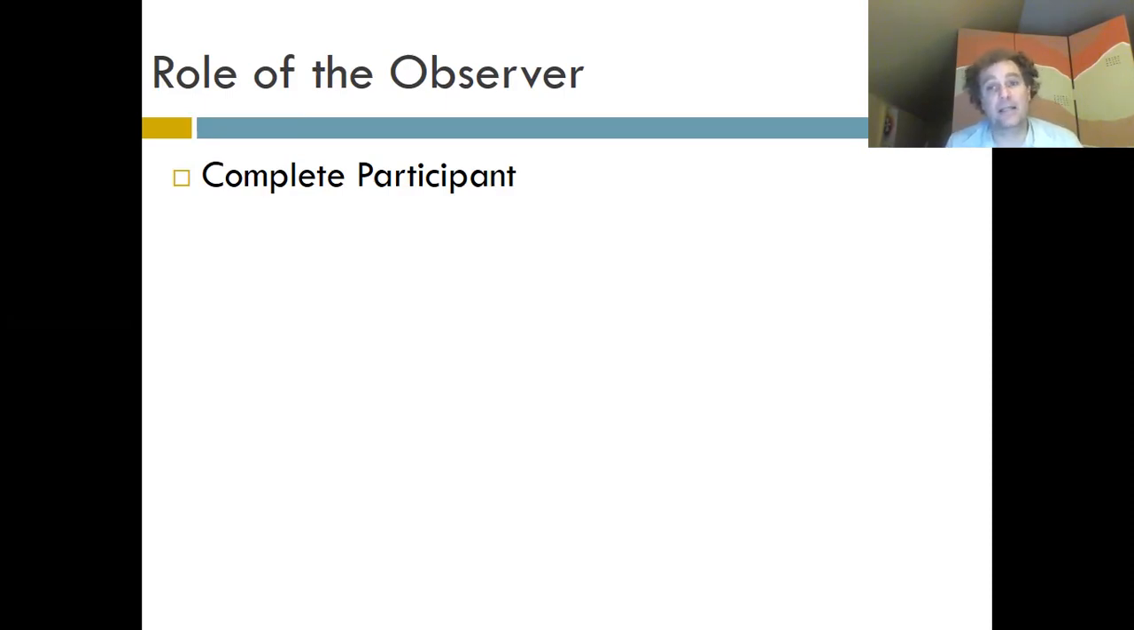To be honest, this role of observer is not really practiced that often anymore because it has really serious ethical problems, right? There's no way that the members of the group can give informed consent to agree to be studied, because they don't even know that they're being studied. You're secret, you're a spy, you're covertly studying them. And so there's no real way for the group to give permission to be studied.